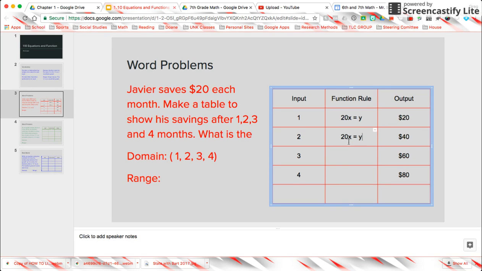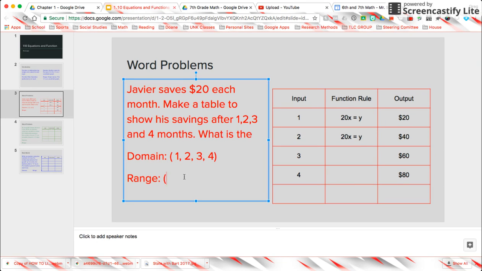20 times 2 is 40. Does that equal y? Yes, it does. What about for 3? 20 times 3, does that equal 60? Yes, it does. What about 20 times 4? Yes, it does. All right, and so that gives me a range of answers of 20, 40, 60, and $80. Right, and so our domain affects our range, and these coincide with each other.